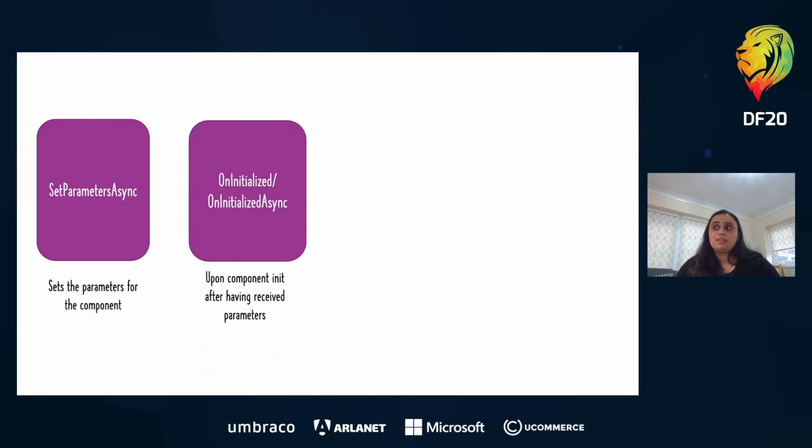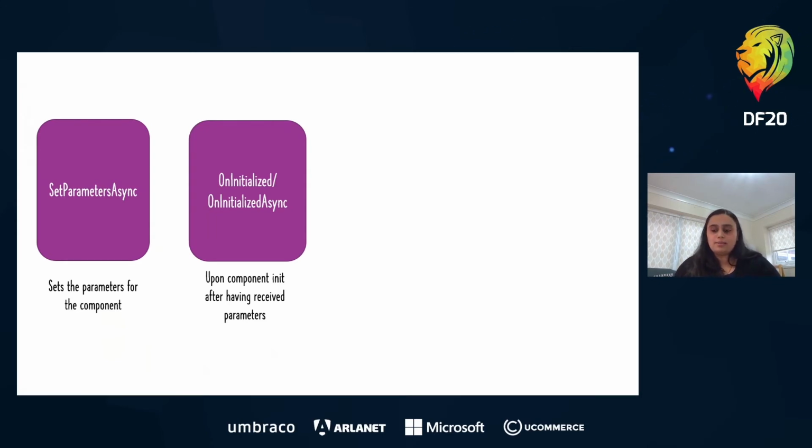The next method is OnInitialized, which has both a synchronous and an asynchronous version. This method runs on every first render of the component. Note that point because it's extremely important. And this runs soon after SetParametersAsync is run.